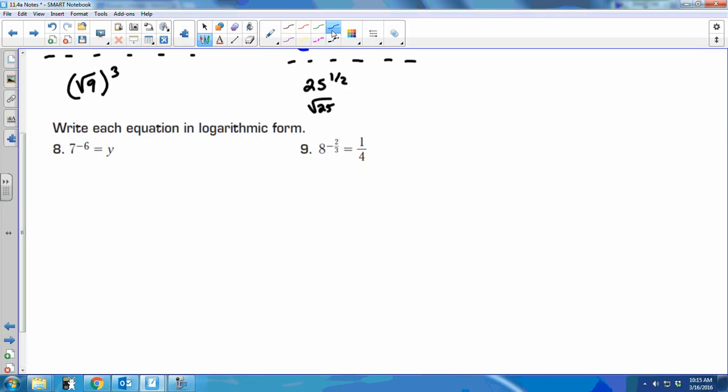Then the bottom ones, we're doing the exact same thing, but in the opposite direction. We're going from exponential to log form. So we always start with the base and circle around. So we have log base 7 of y equals negative 6. This one has a y in it, but we're just rewriting it. We're not trying to solve anything, so don't worry about it. And then the last one, you start at the base and you circle around. So log base 8 of 1/4 equals negative 2/3.